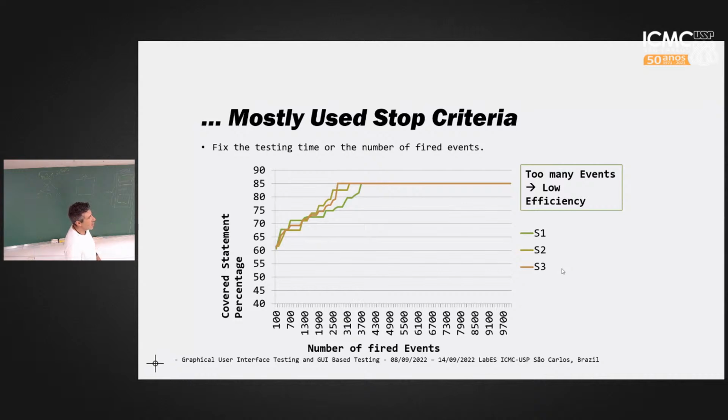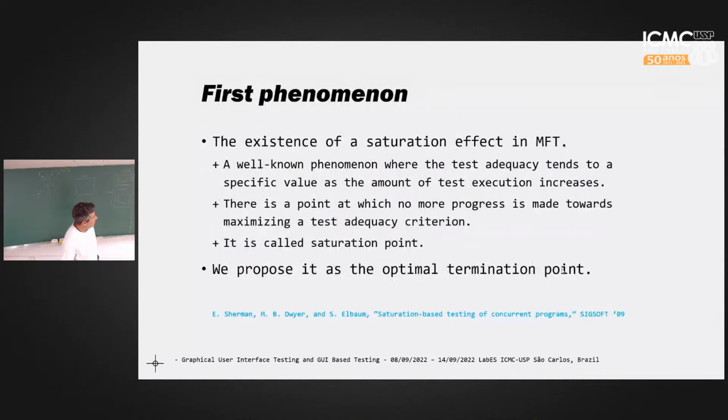So the basic idea is that we run in parallel different random testing, and we stop when all the random testing processes cover the same code. It is based on 2 theoretical phenomena. The first one is the saturation point.